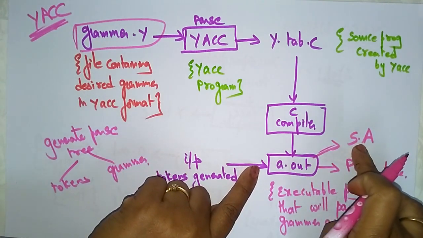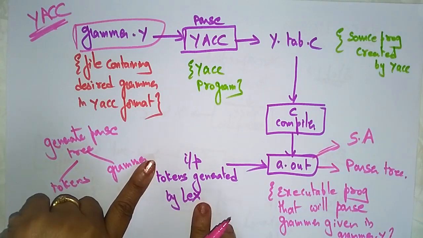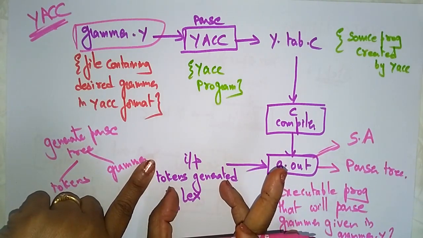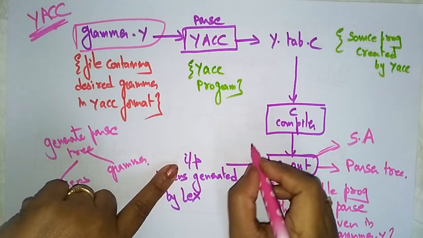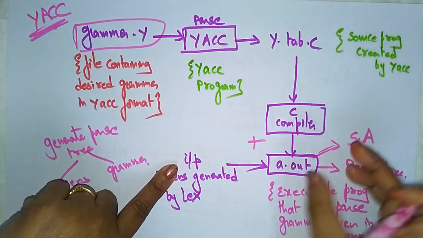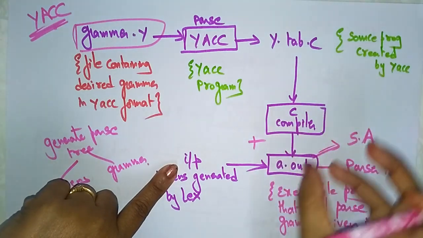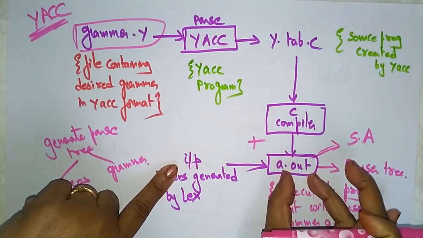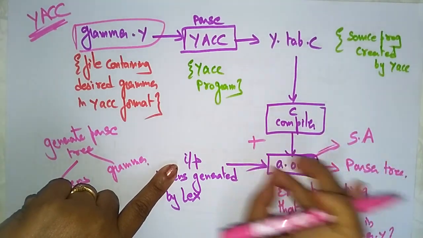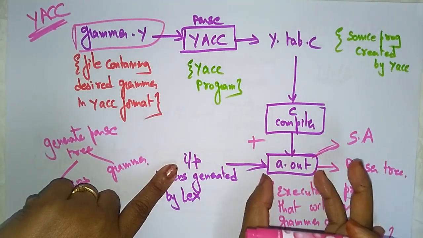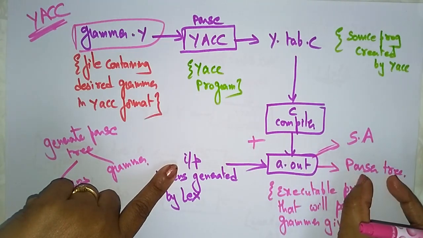For this syntax analyzer, the input is a series of tokens generated by Lex. With the help of these tokens generated by Lex plus this grammar, which is already compiled and sent as an output a.out, the syntax analyzer is already converted and produces a parse tree.